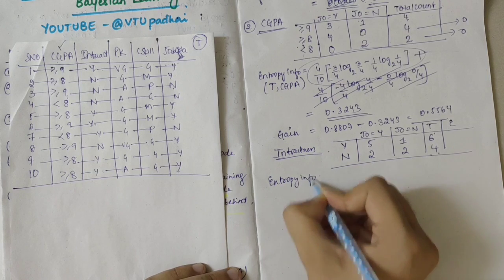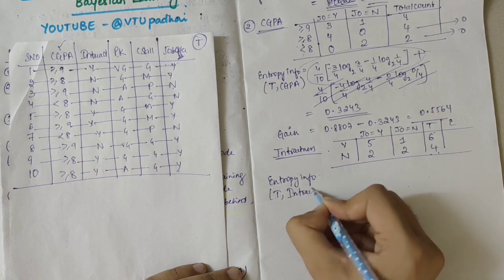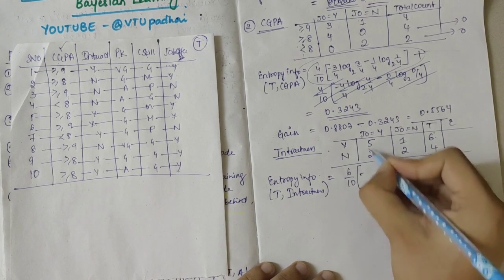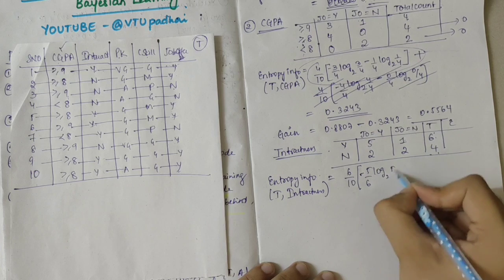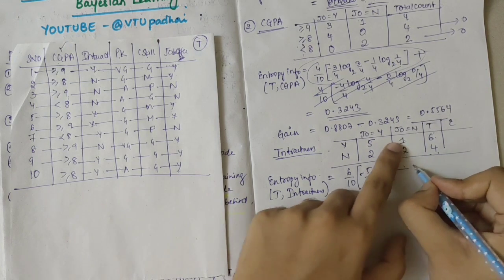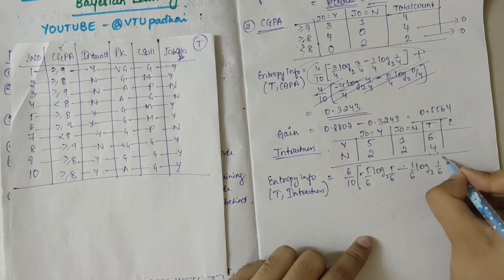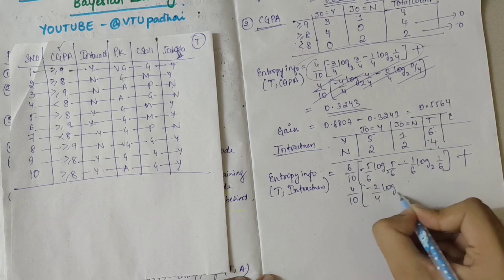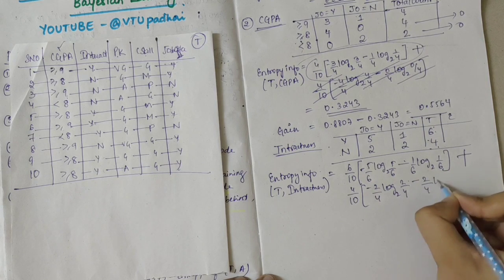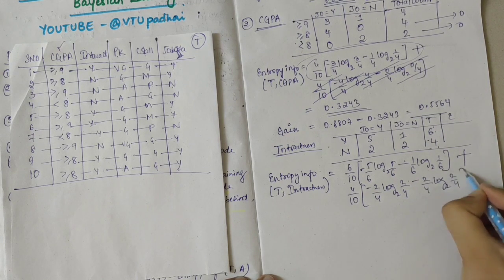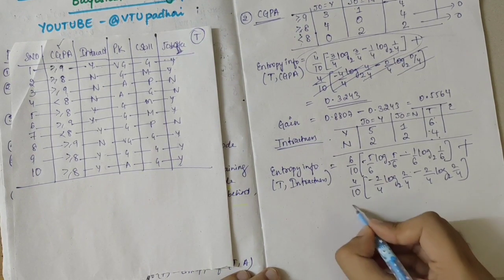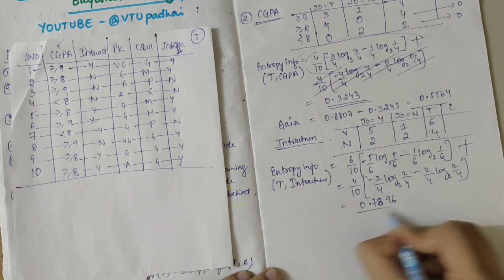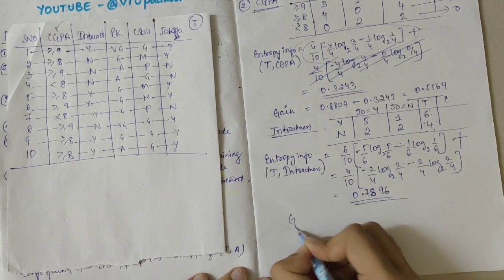So here entropy info of T comma interactiveness would be, firstly I'll write 6 by 10, minus 5 by 6 log base 2 of 5 by 6, minus 1 by 6 log base 2 of 1 by 6, plus, I'll consider for this, that is 4 by 10, minus 2 by 4 log base 2 of 2 by 4, minus 2 by 4 log base 2 of 2 by 4. So when I solve this, I would get the answer as 0.7896. So once I get this, my next step would be to calculate the gain.